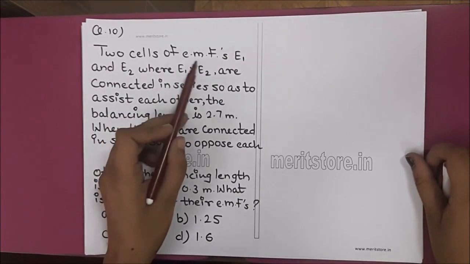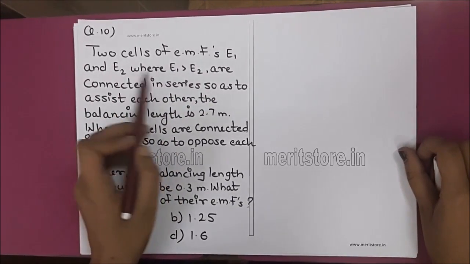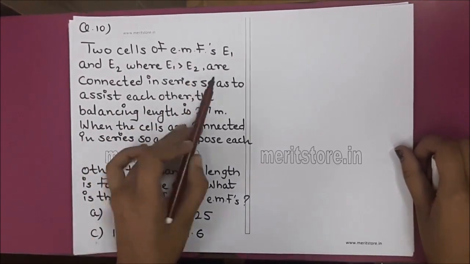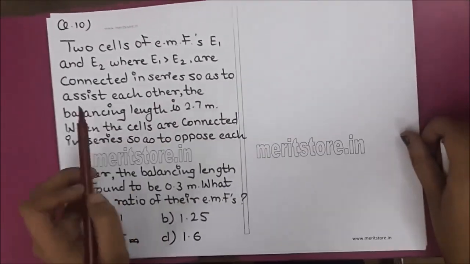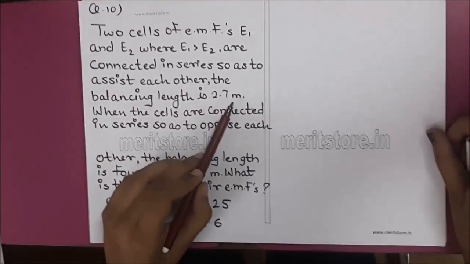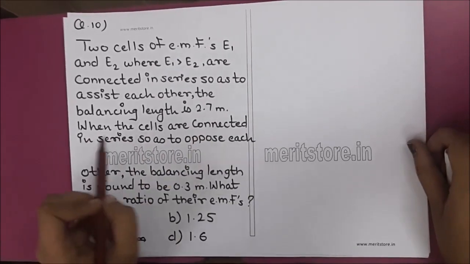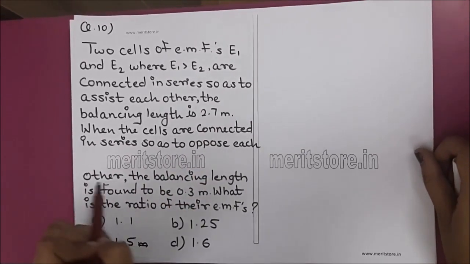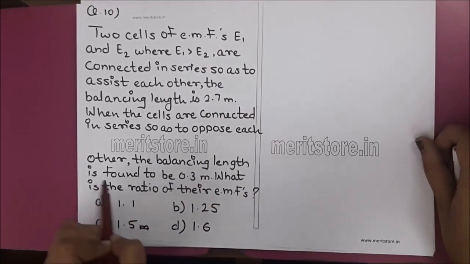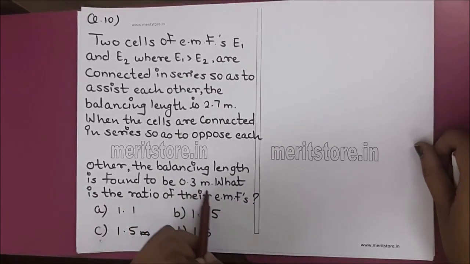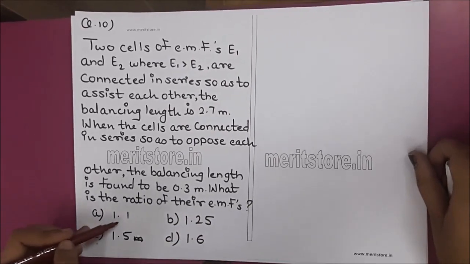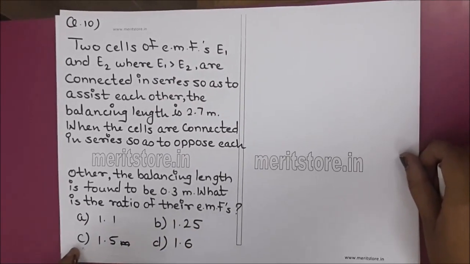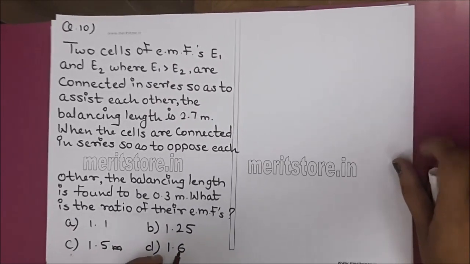Question 10. Two cells of EMFs E1 and E2, where E1 is greater than E2, are connected in series so as to assist each other. The balancing length is 2.7 meter. When the cells are connected in series so as to oppose each other, the balancing length is found to be 0.3 meters. What is the ratio of the EMFs? A 1.1, B 1.25, C 1.5, D 1.6.